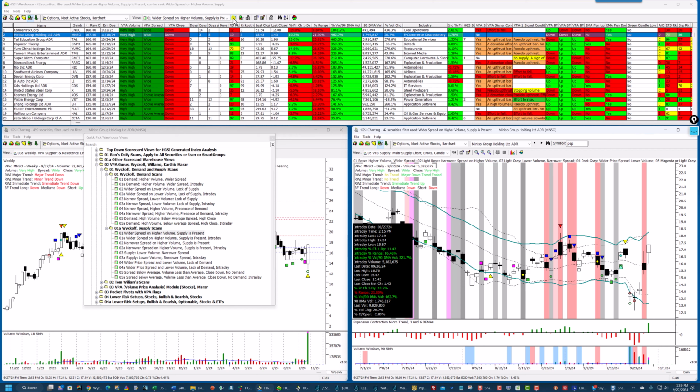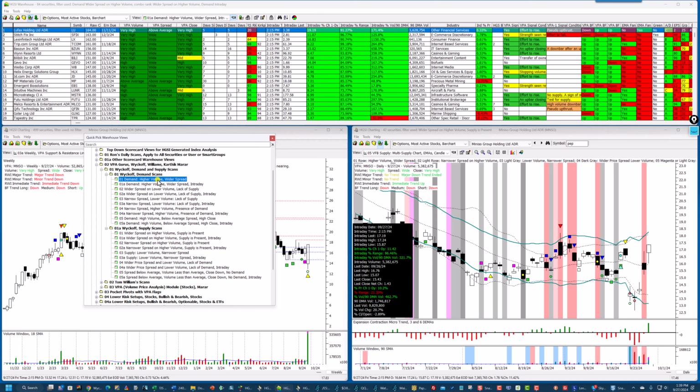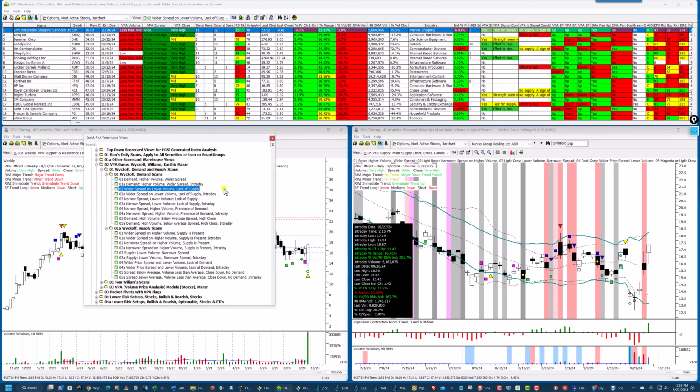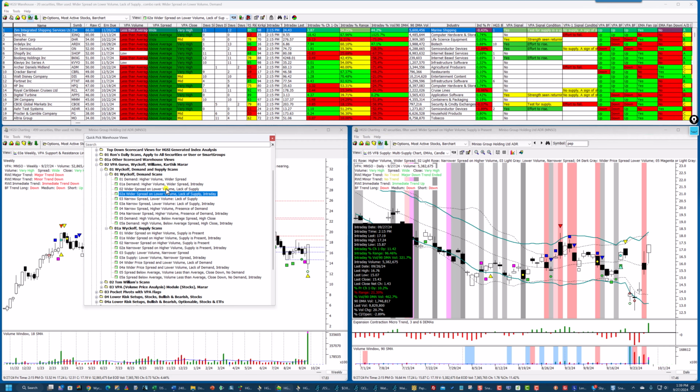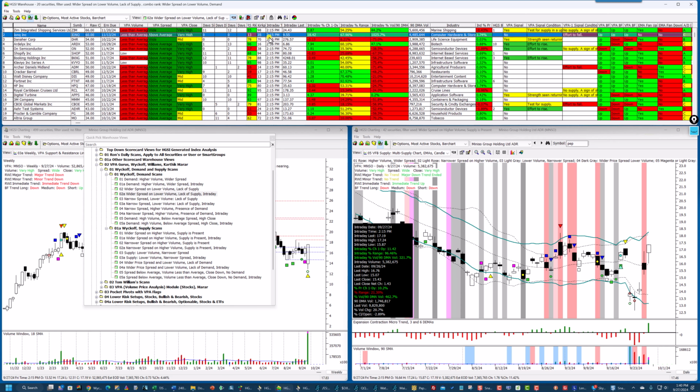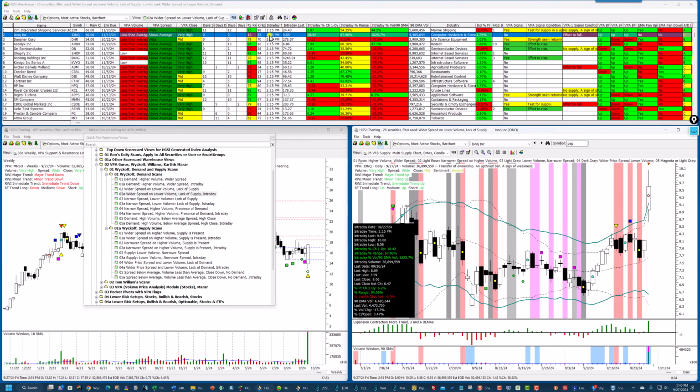Now, let's go back. Quick pick. Let's go to number 2. Wider spread on lower volume, lack of supply. This is the way it closed last night. Now if I take this combo off and click on the intraday, you can see which ones are following through today based upon that signal. Here's one that's up 18.42%.